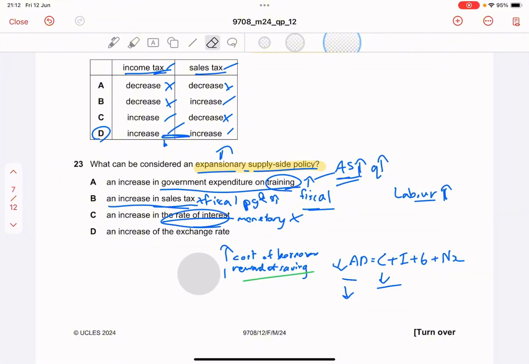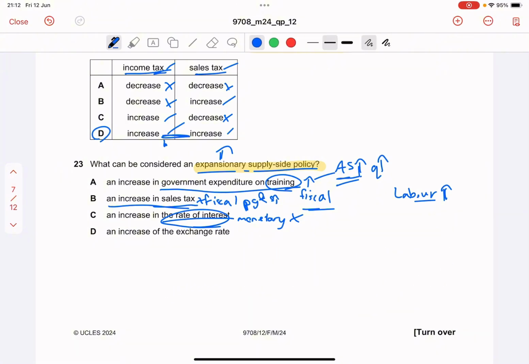Last option says an increase of the exchange rate. So if there is an increase in the exchange rate, that means that your exchange rate has appreciated. That means the value of your exchange rate has increased. So if the value of your exchange rate increases, that basically means that the price of your exports become more expensive and the price of your imports become cheaper. So the exchange rate, if it's a fixed exchange rate, is controlled by the central bank. Therefore, this is a monetary policy.